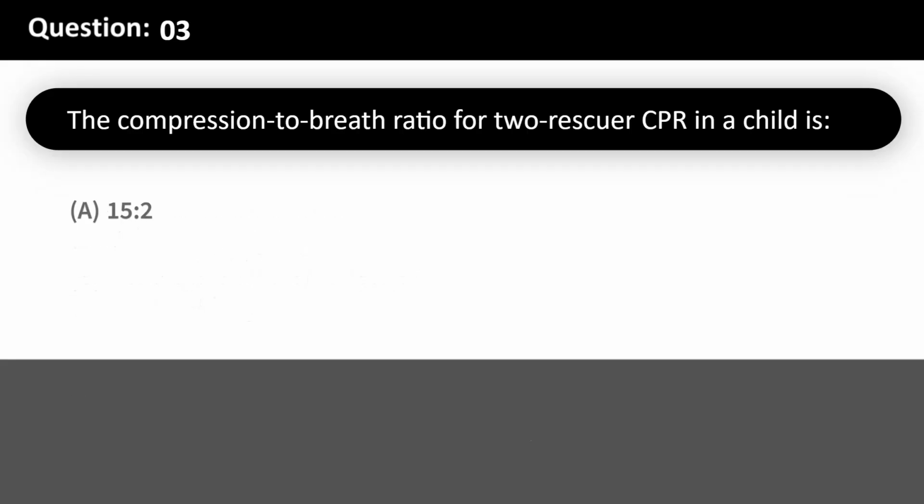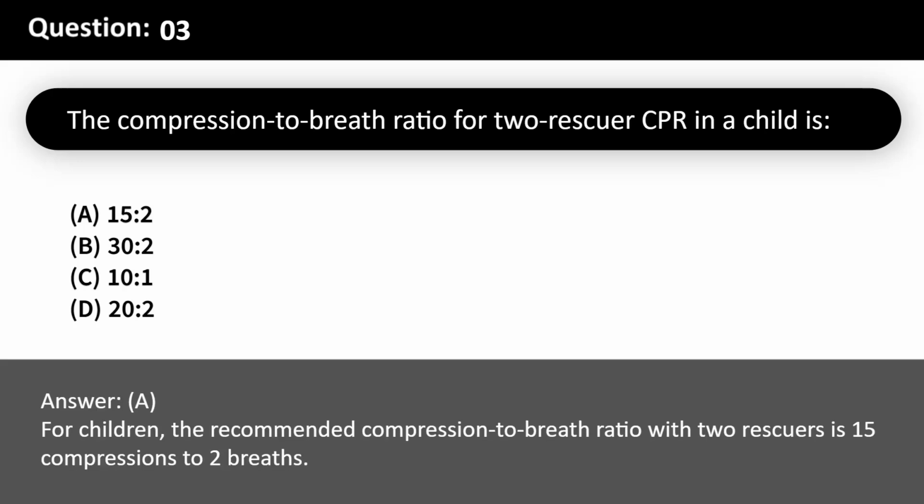The compression-to-breath ratio for rescue CPR in a child is: A. 15:2. B. 30:2. C. 10:1. D. 20:2. Answer: A. For children, the recommended compression-to-breath ratio with 2 rescuers is 15 compressions to 2 breaths.